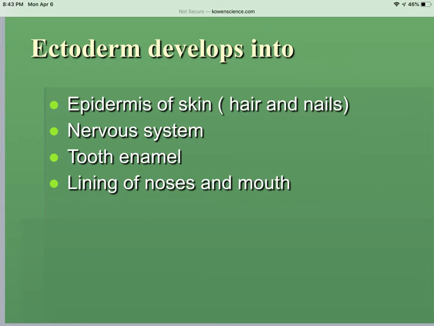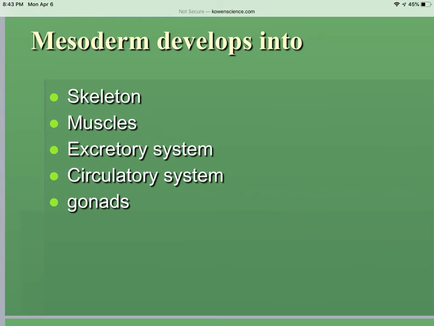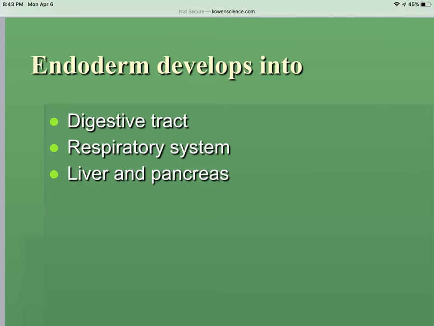The ectoderm develops into the hair and nails, the epidermis of the skin, the nervous system, the tooth enamel, and the lining of the nose and the mouth. The mesoderm develops into the skeletal system, the muscles, the excretory system, the circulatory system, and the gonads. While the endoderm develops into the digestive tract, the respiratory system, the liver, and the pancreas.